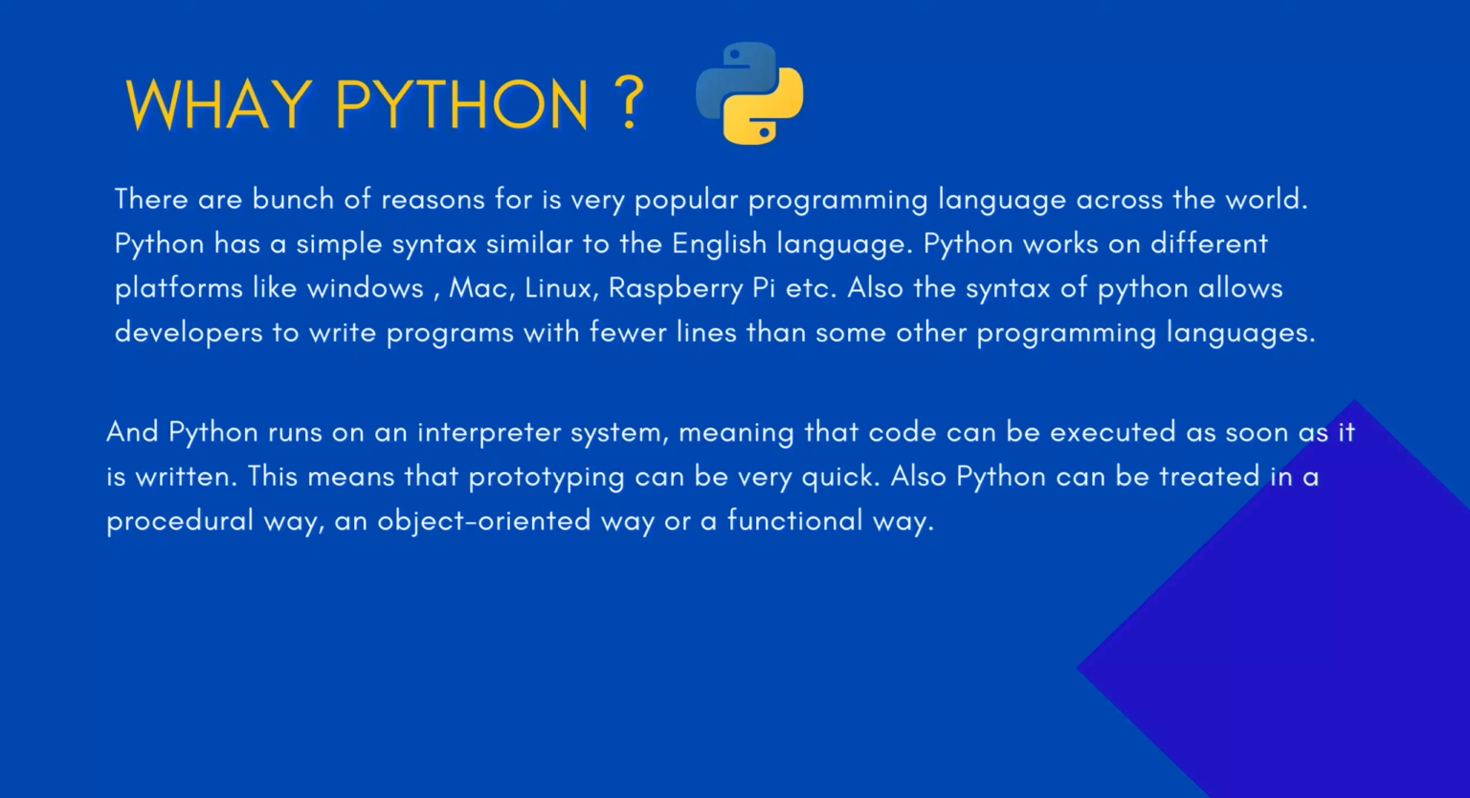Also, the syntax of Python allows developers to write programs with fewer lines than some other programming languages, and Python runs on an interpreter system, meaning that code can be executed as soon as it is written. This means that prototyping can be very quick. Also, Python can be treated in a procedural way, an object-oriented way, or a functional way.